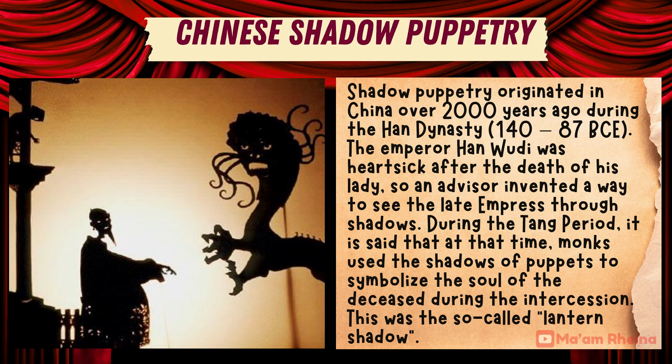Chinese shadow puppetry. Chinese shadow puppetry began over 2,000 years ago during the Han Dynasty. One famous story tells us that it started when an emperor, grieving for his late wife, saw her spirit symbolized through the shadows of puppets. Later, during the Tang Dynasty, monks also used shadow puppets to symbolize the soul of the departed.